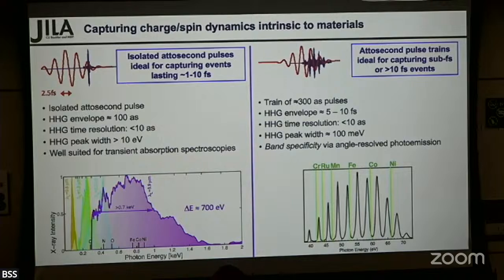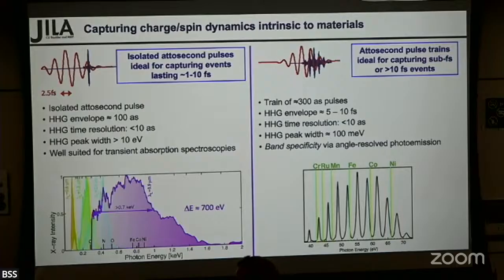Right. If this is a train of pulses and you take a Fourier transform, you get a picket fence of harmonics. And it turns out, even though if you look at all of them together they might last 10 femtoseconds, it's not a 10 femtosecond pulse. It's not a Gaussian pulse. It's a picket fence. And it turns out if you do photoemission, it'll happen from one of these bursts.